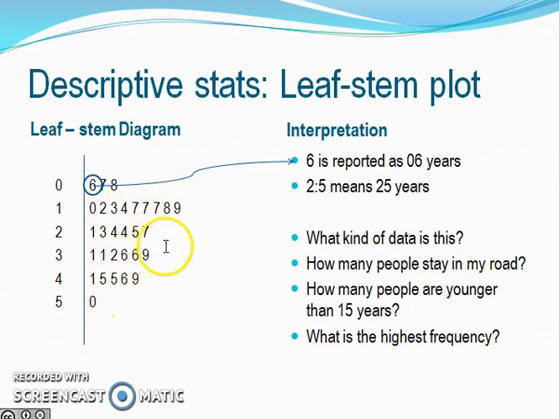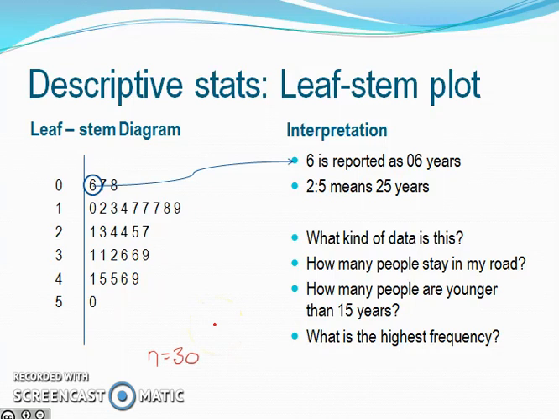And then I have another question as well. How many people stay in the road? Now, I mentioned this earlier, but you can work out how many people stayed in the road by checking out the leaves. You see, this over here, the categories, that is known as the stem, and these are leaves on the stem. And if we were to count each of these observations in the leaves, we'd find that our sample size is 30.